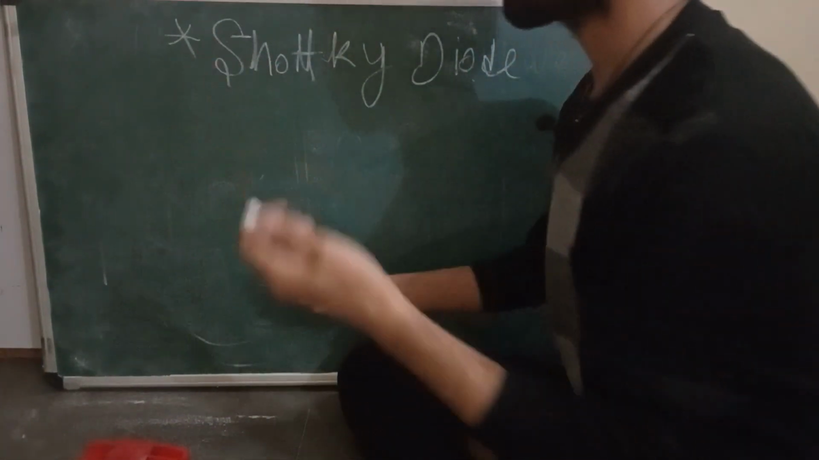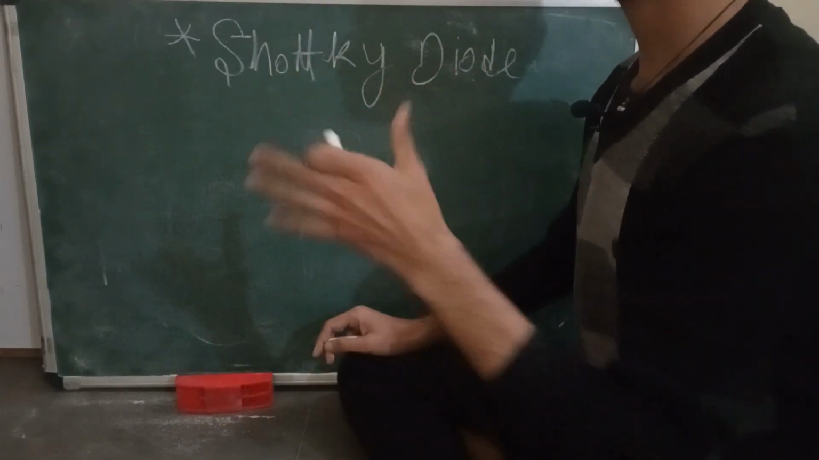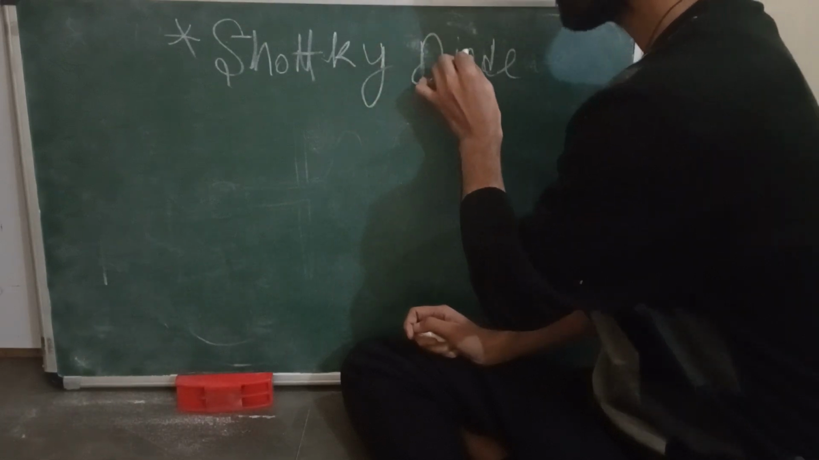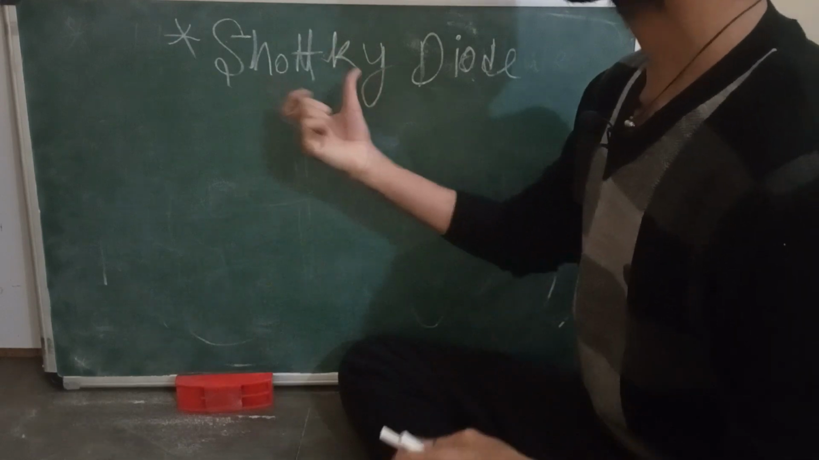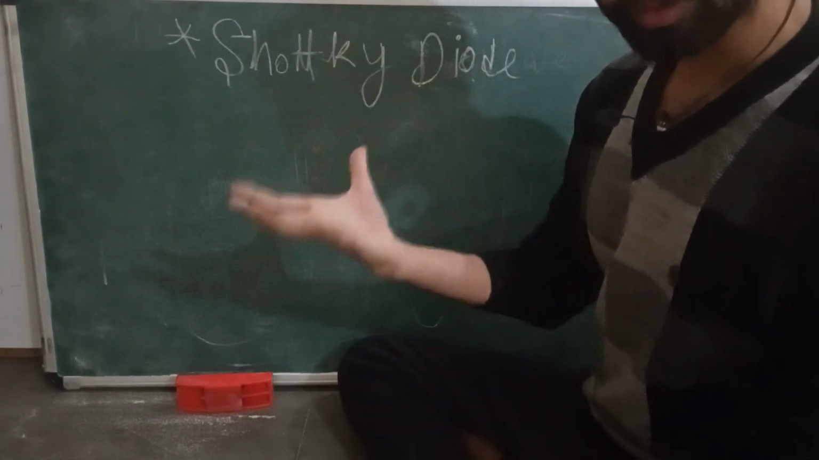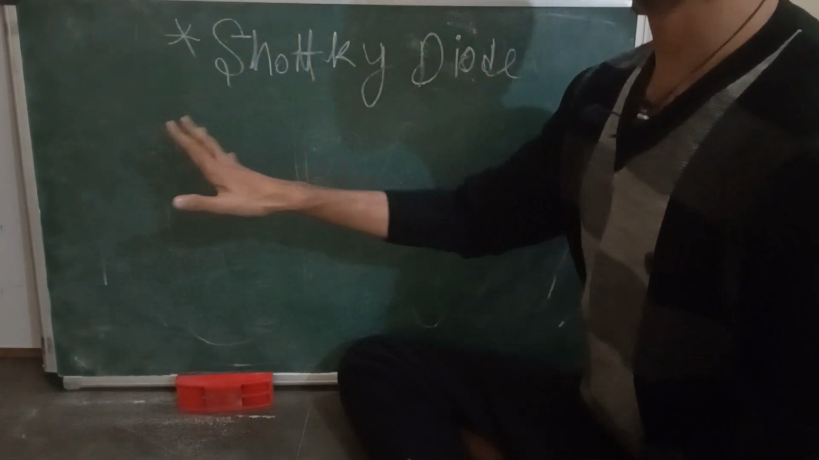What is a Schottky diode? Why do we need a Schottky diode? Why not the normal PN junction diode? What is the purpose that we are going to see this Schottky diode? First of all, why do we use it? Because it has some advantages as compared to the normal PN junction diode.